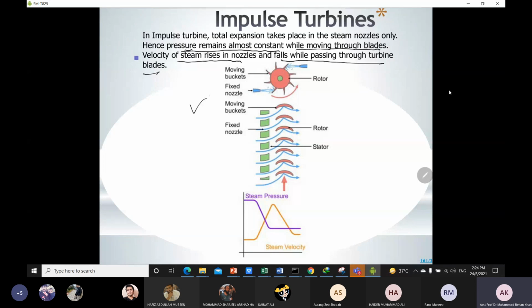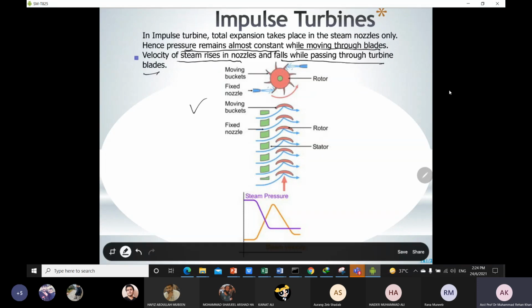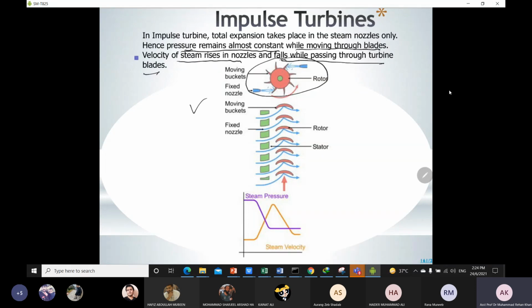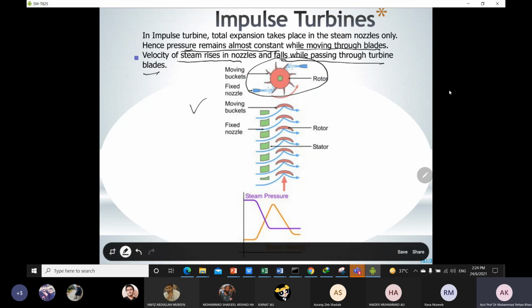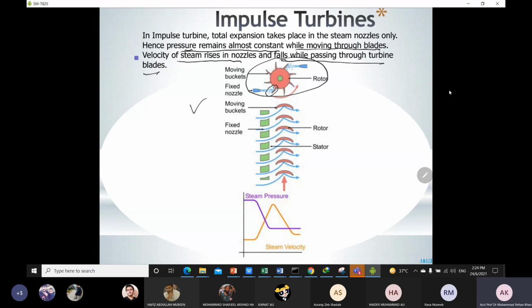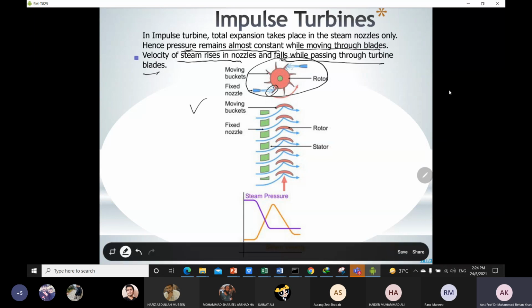We will see one figure. This is an example of your impulse turbine. A jet of steam impinges on the rotor, or you can say the blade, and due to this effect the rotor moves. If we just take a cross section of these.